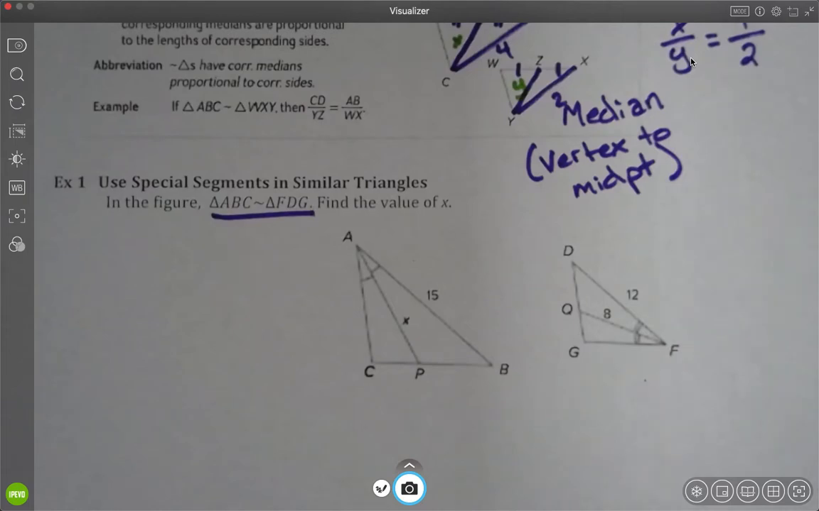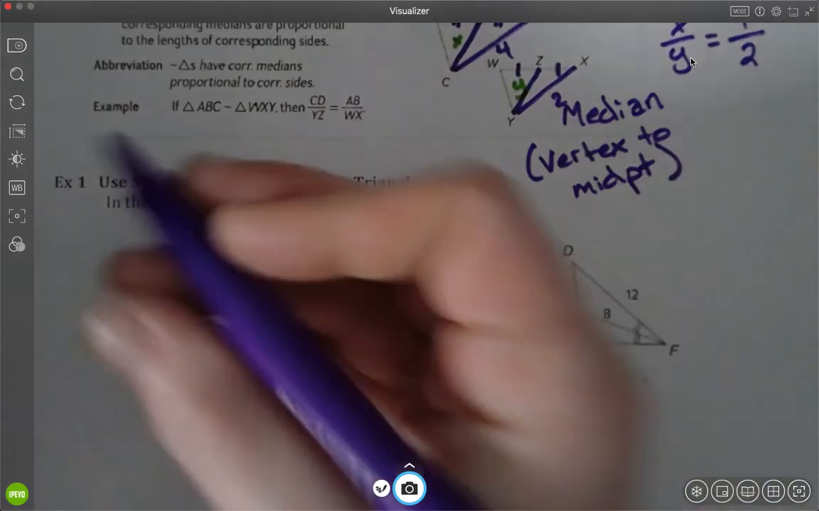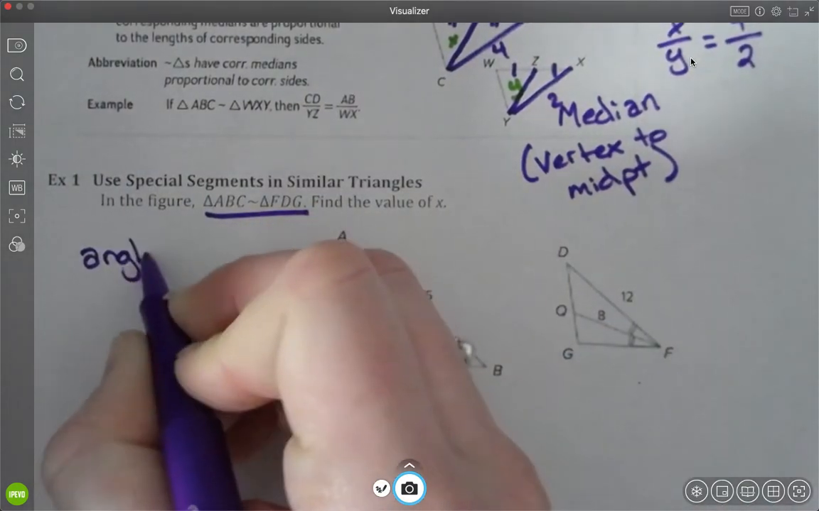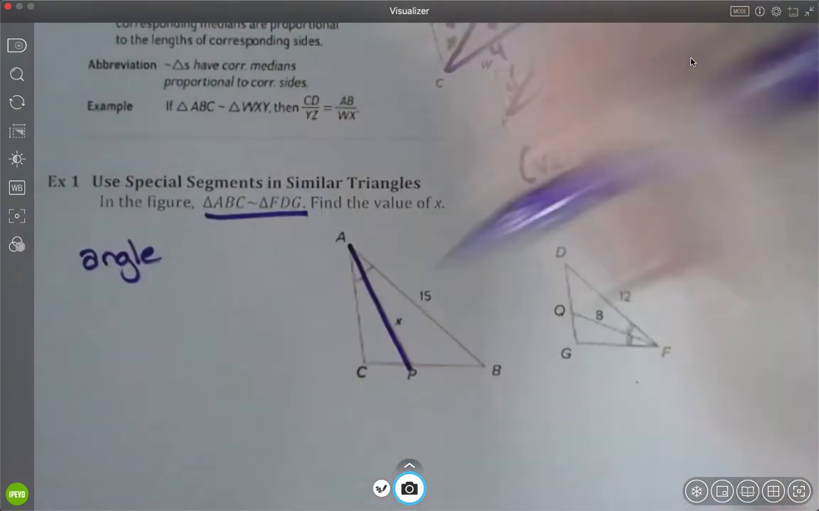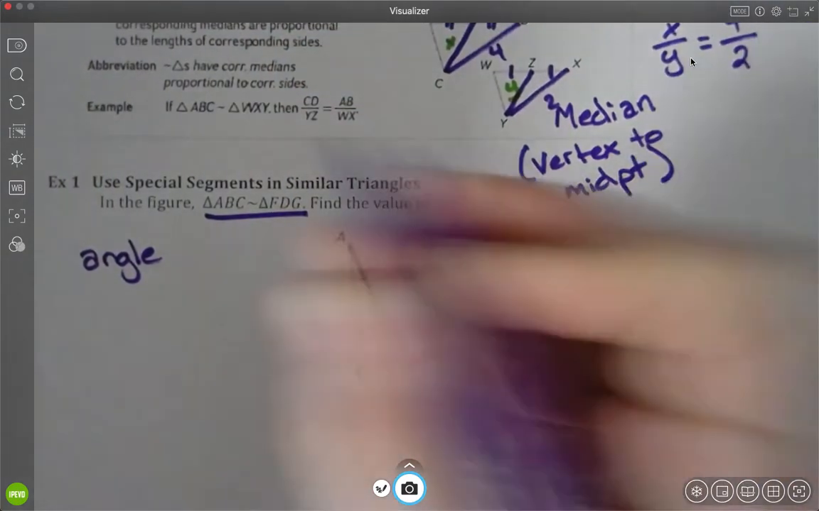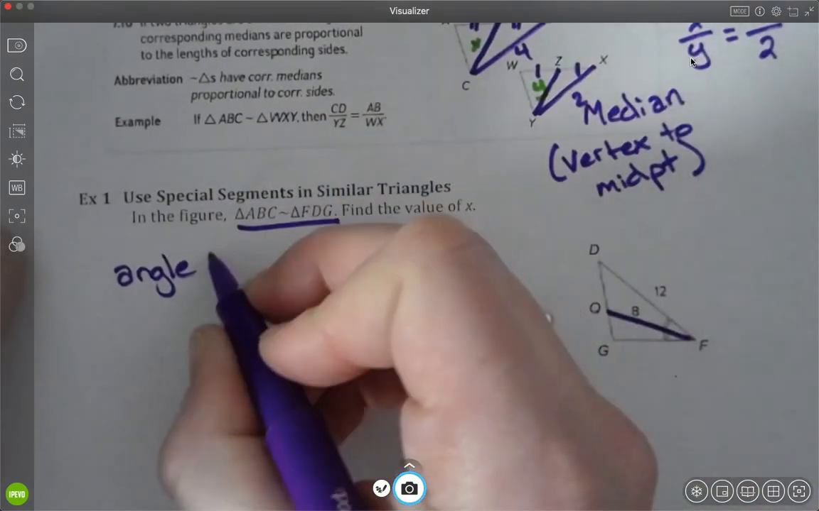No, it's not a median. What is it? It's an angle bisector. Okay, let's write that down. This guy right here is an angle bisector. I'm just writing it down in your notes so it's easier to distinguish.